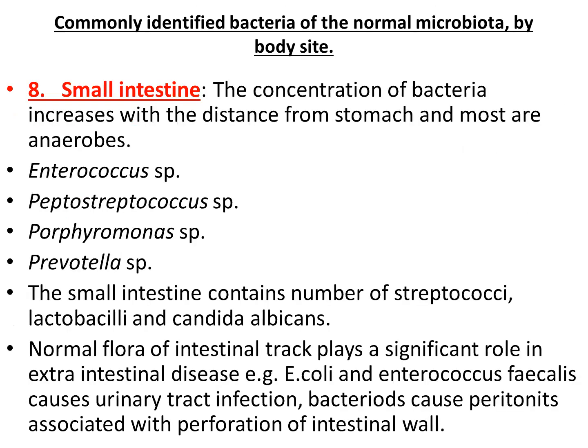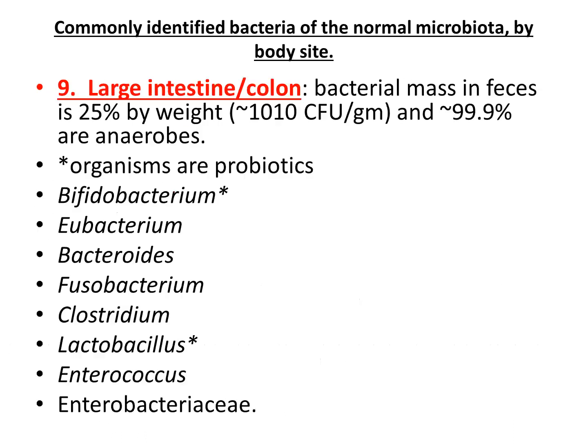In the small intestines, the concentration of bacteria increases with the distance from the stomach, and more are anaerobes like Enterococcus species, Streptococcus, Porphyromonas, and Prevotella species. The small intestines contain a number of Streptococci and Lactobacilli, and the normal flora of the intestinal tract plays a significant role in extraintestinal disease, for example, E. coli and Enterococcus causing urinary tract infection, and Bacteroides causing peritonitis associated with perforation of the intestinal wall.